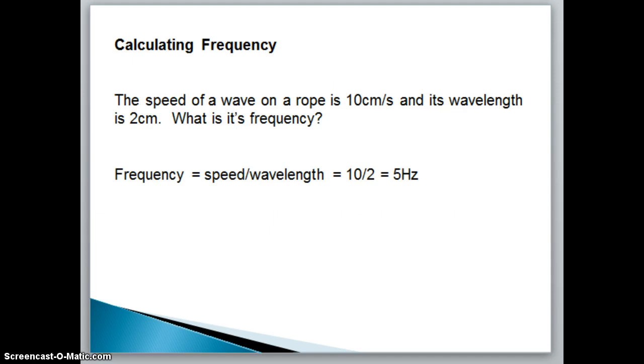If we have the speed and we have the wavelength, and we have this situation, the speed of a wave on a rope is 10 centimeters per second, and its wavelength is 2 centimeters. To find the frequency, we would take the speed and divide it by the wavelength. So you would take 10 centimeters per second and divide it by 2, and we would get 5 hertz. So if you know certain parts of the wave, then we can calculate either the frequency, the speed, or the wavelength.